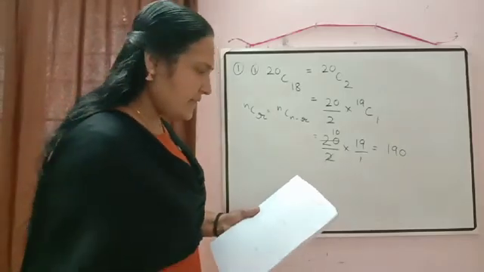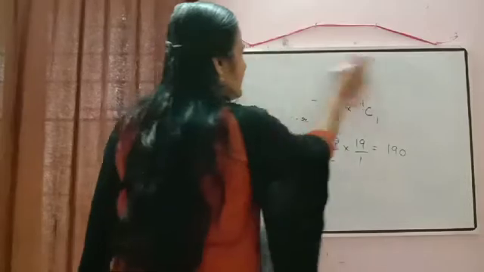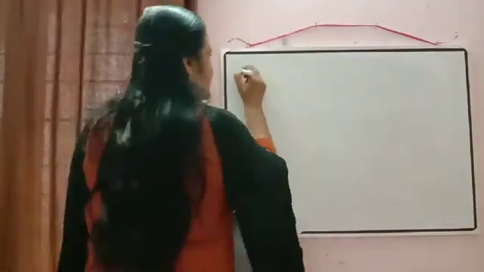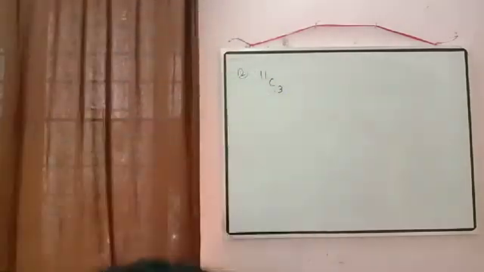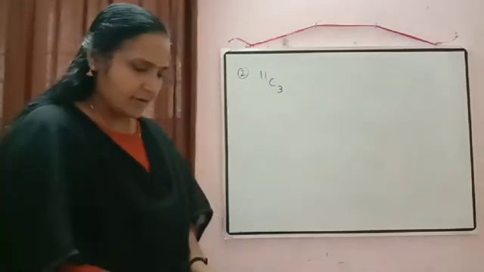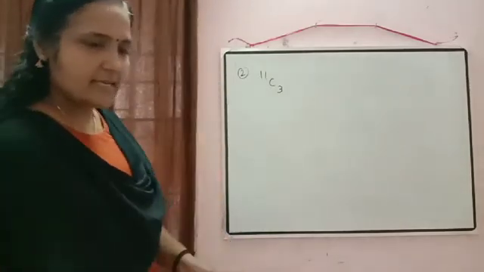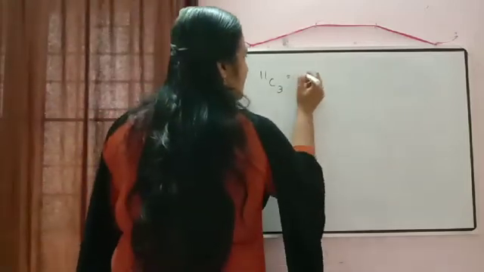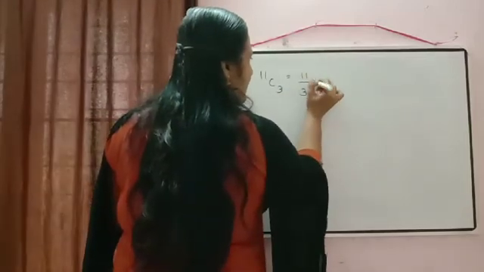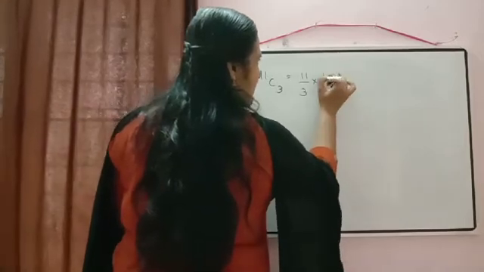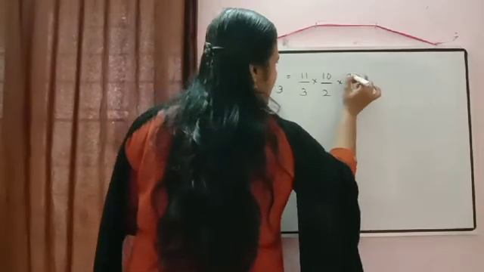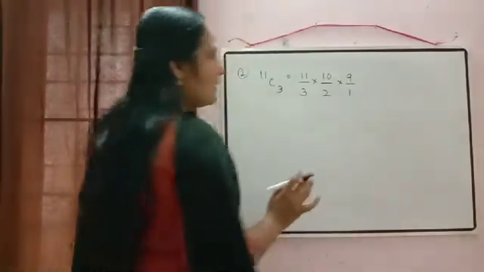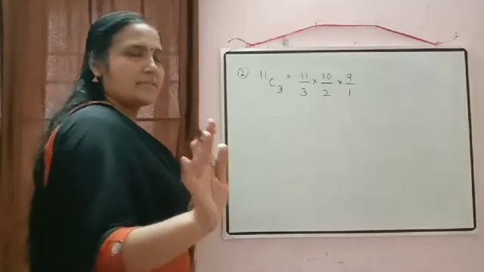Then the second question is evaluate 11C3. Here 3 is very small, so we don't have to use the subtraction property. Directly we can do the calculation. According to the last property, how will we rewrite 11C3? First 11 by 3. Now subtract 1, then 10 by 2. Again keep on subtracting 1, then 9 by 1. So we got 1 in the denominator, and our process is over.